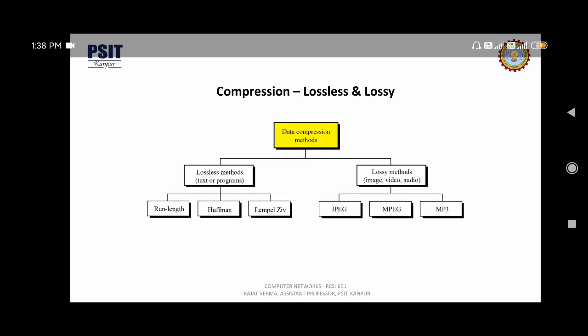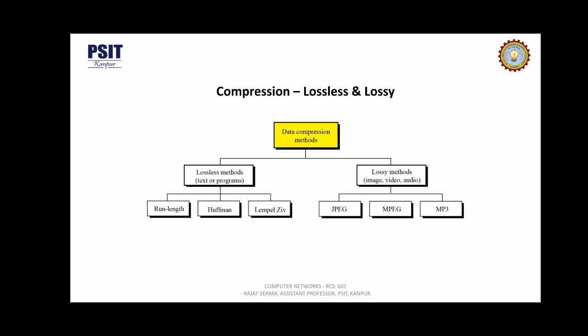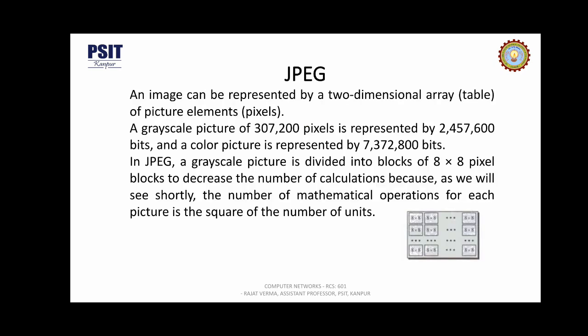Here we have data compression methods that are of two types, lossless and lossy. Now in this lecture we'll be discussing the lossy methods for image, video as well as audio compression, which correspond to three formats: JPEG, MPEG and MP3. Now moving on to the JPEG format. Now what is JPEG?